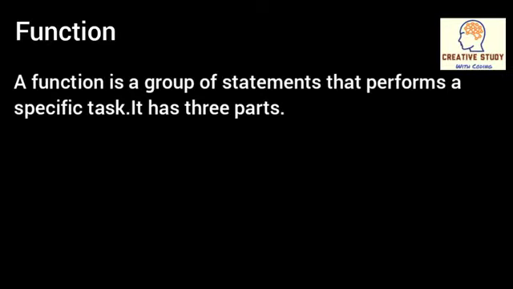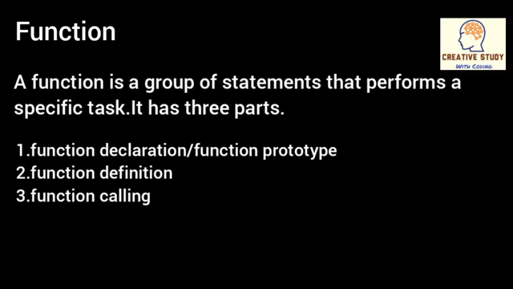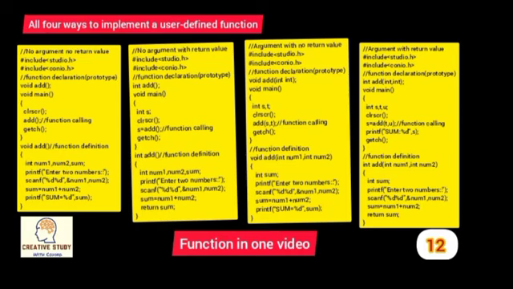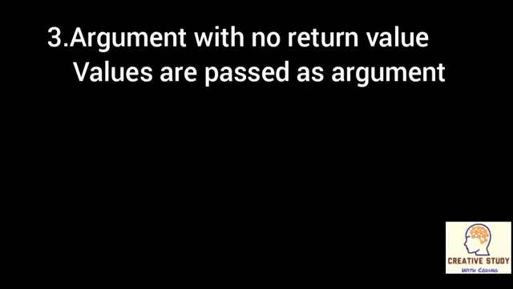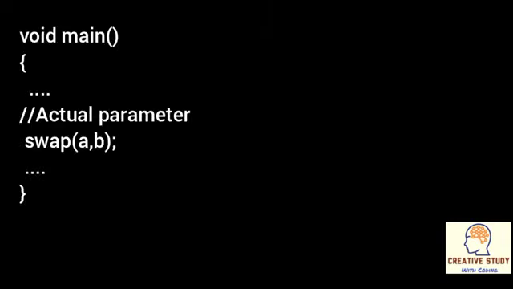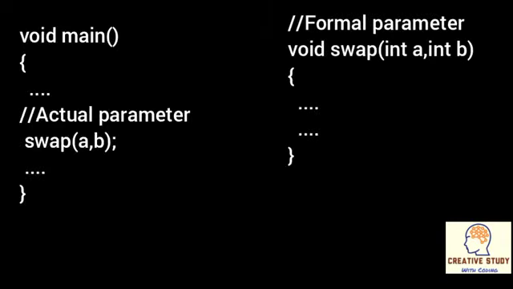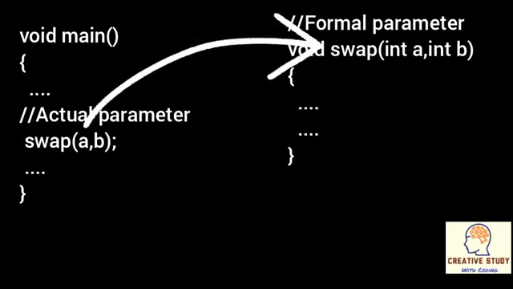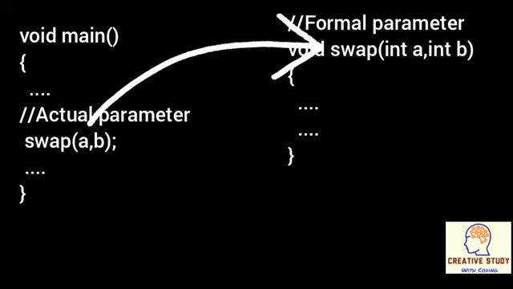A function is a group of statements that performs a specific task, and it has three parts: function declaration or function prototype, function definition, and function calling. And these are four ways to implement a user defined function that is taught in video number 12. You may refer to it. Let's take one of them, that is argument with no return value, where values are passed as arguments. This is called the actual parameter and this is called the formal parameter. Values are passed from actual parameters to the formal parameters.